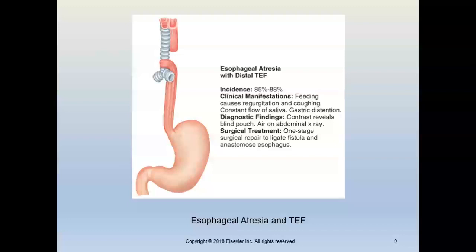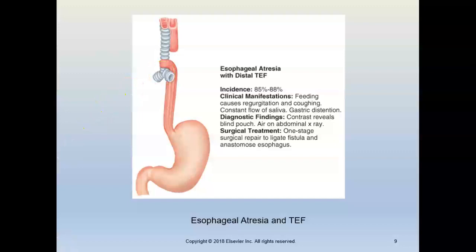Initial repair includes ligation of the fistula and end-to-end anastomosis of the atresia to decrease the severity of stricture formation. So anastomosis is connecting two ends. So the surgical repair would be to connect the esophagus back together. Sometimes with the repair, the patient may need to have a G-tube placed.